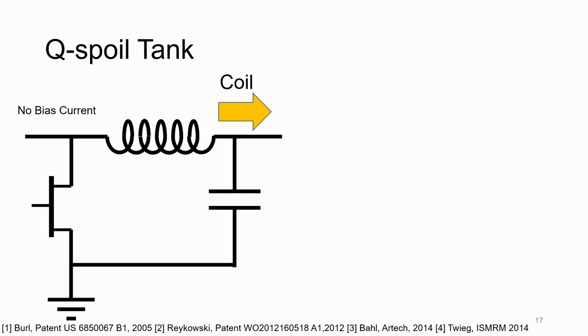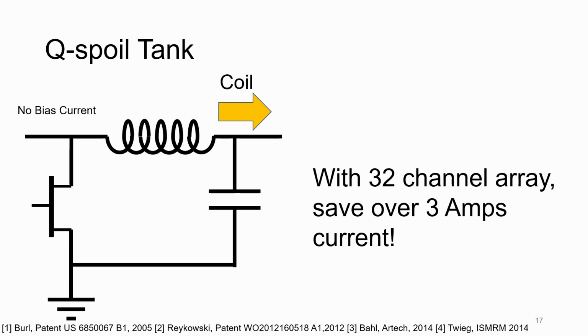And if you had only one coil, you might say, well, it's just 100 milliamps, who cares? But if we were to go into an array of coils, for instance, 32 channel arrays, we can save over 3 amps of current. So from looking at this, we see that it is possible to have significant power savings in Q-spoiling by using FET-based Q-spoiling methods. And so that is the essence of this project.